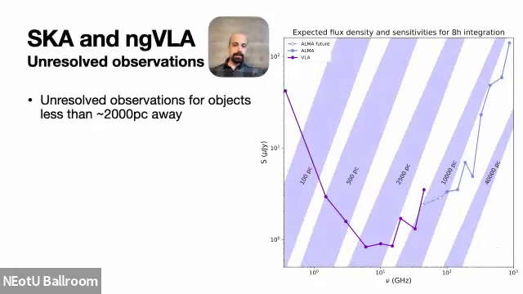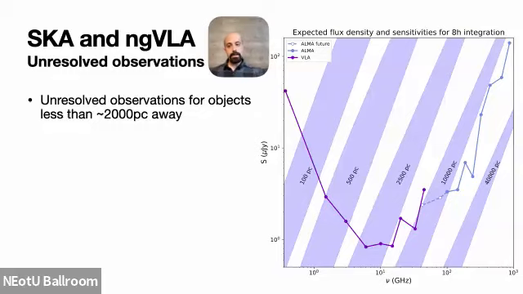We saw the current capabilities. Now let's see what the future instruments bring. First, I want to show you the capabilities for unresolved observations. In this plot, you can see the flux density versus image noise levels of these instruments.